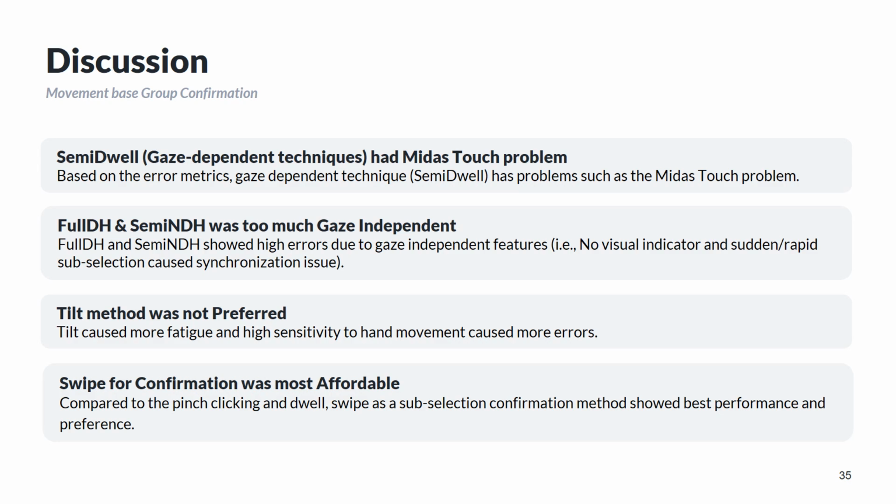In terms of tilt, the error rate was low, but participants felt more fatigue when using these techniques, and it was too sensitive to their movement. Therefore, it is essential to select appropriate micro-gestures for subselection, and the results show that the SemiSwipe method was the most affordable way from both performance and user experience perspectives.